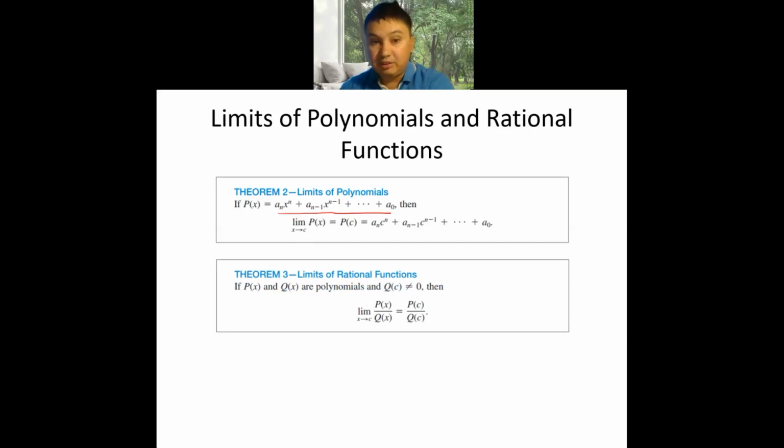Limit of rational functions. If you have p of x and q of x, two polynomials, and q of c is not 0, then as x goes to c, the limit of p of x over q of x is just p of c divided by q of c, again provided the denominator is not 0, right?